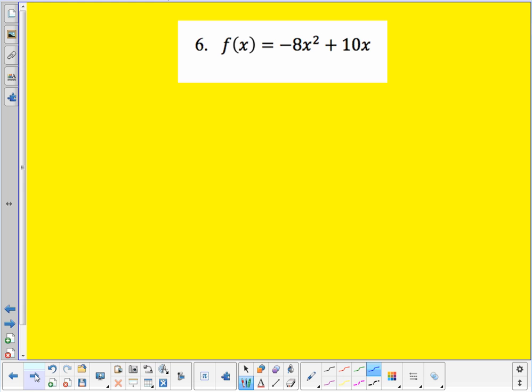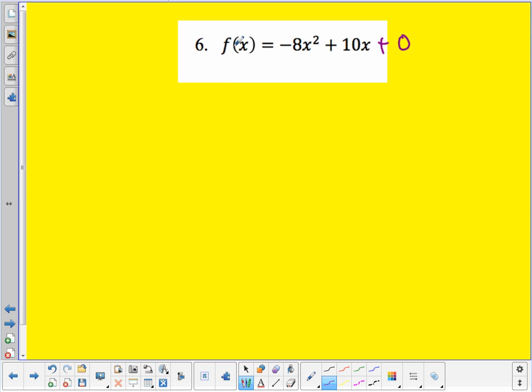Okay, so take a look at number 6. This is our last just straight quadratic formula practice question before the word problems. In number 6, I have function of x. F of x is equal to negative 8x squared plus 10x. No constant in this question. I only have an a term and a b term. If the constant is not written, we can simply write it in as plus 0.